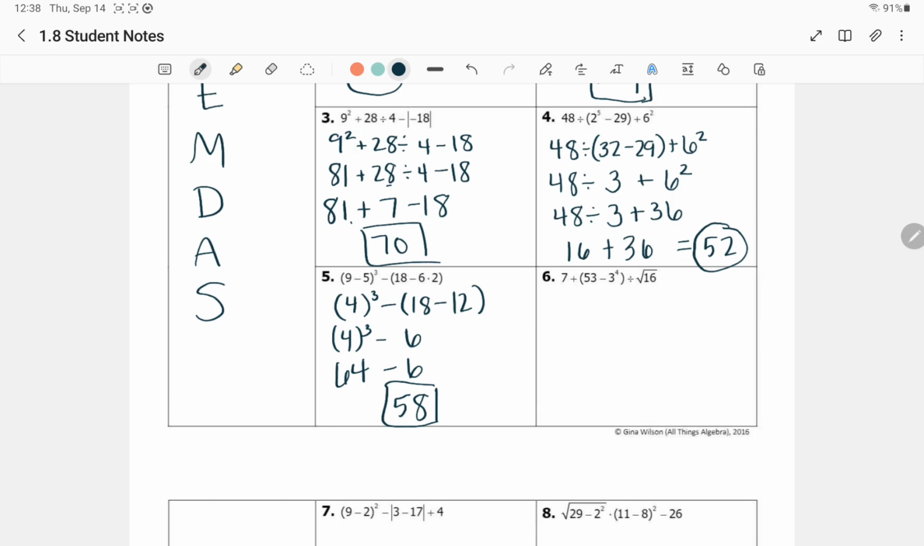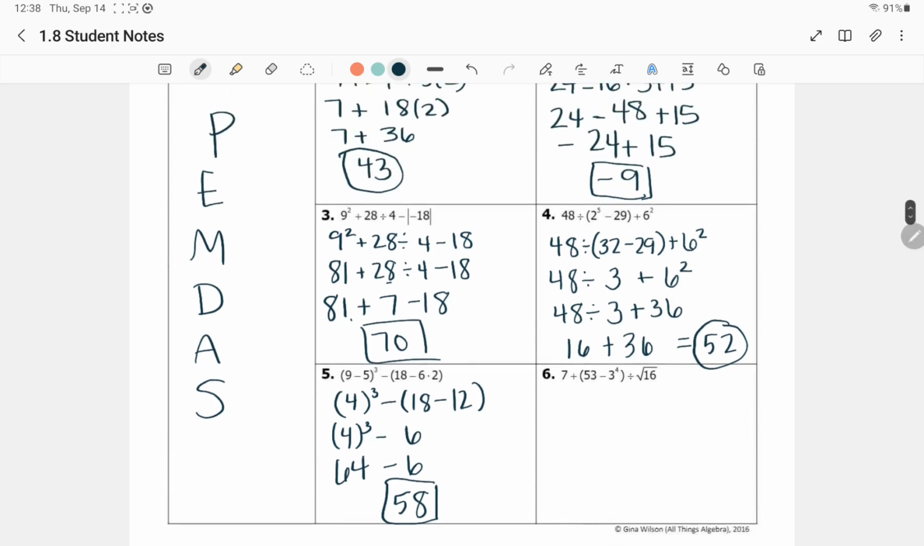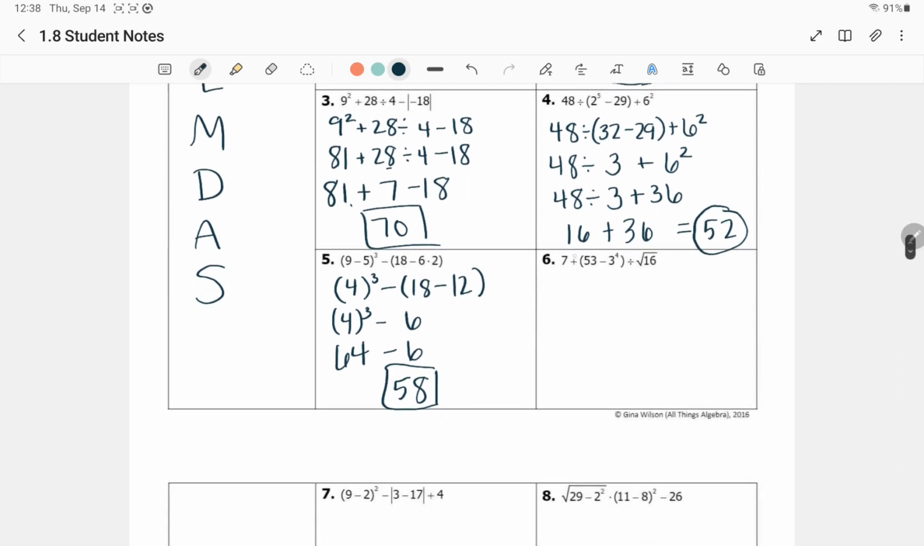Here we go. I'm going to keep moving on. 7 plus, I see parentheses, divided by a radical, right? The square root of 16. So PEMDAS says to do parentheses first. So I'm going to rewrite 7 plus, oh, there's an exponent in the parentheses, so I need to do that actually. 53 minus 3 times 3 times 3 times 3, which would be 81, I think, divided by the square root of 16.